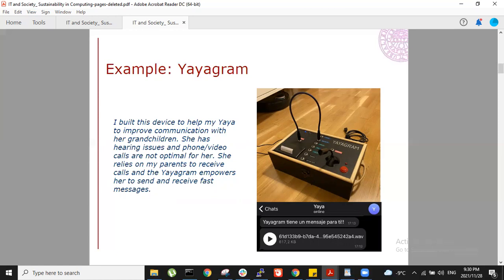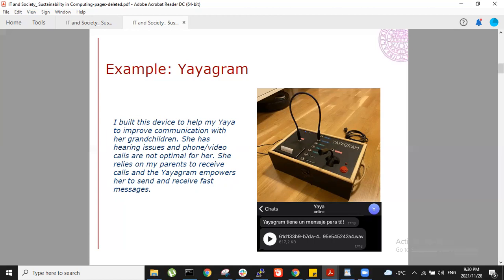I remember that the person who designed or created this was Manus. It was a Manus project. It uses Telegram, which is a messaging platform we have in our smartphones. He added gram onto the end to make Yayagram. So basically it was designed for his grandmother.